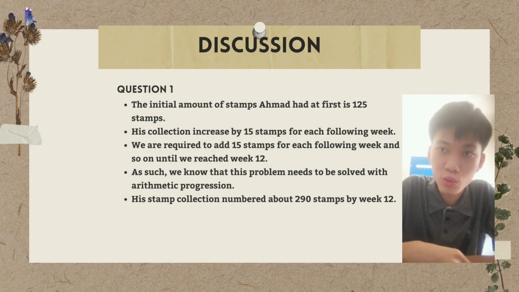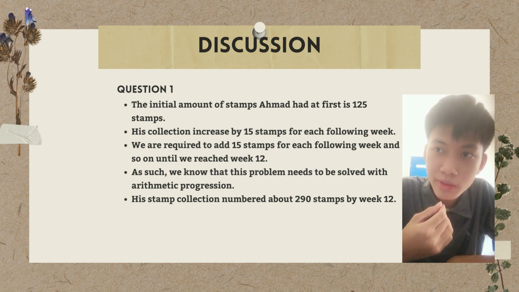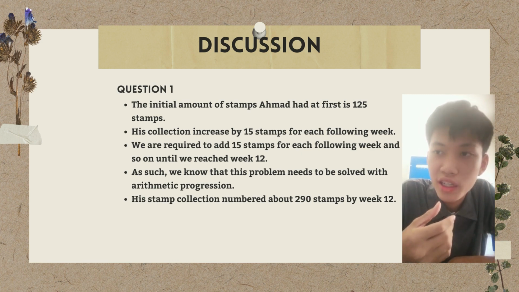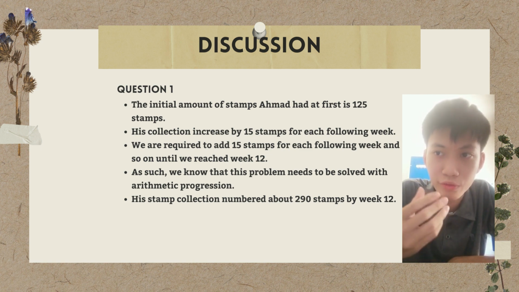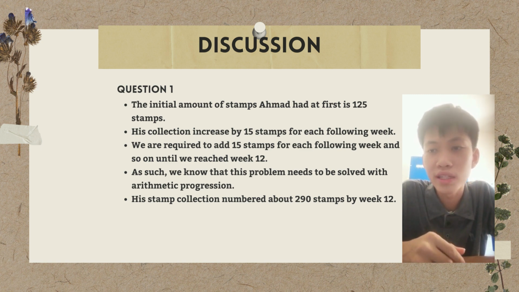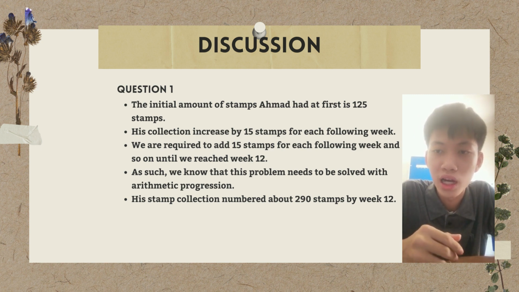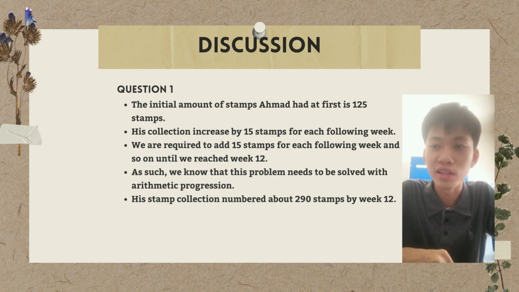Thank you. So the discussion part for question 1 is: the initial amount of stamps Ahmad had at first is 125 stamps. His collection increased by 15 stamps for each following week. We are required to add 15 stamps for each following week, and so on until we reach week 12. As such, we know that this problem needs to be solved with arithmetic progression. His stamp collection numbers about 290 stamps by week 12.